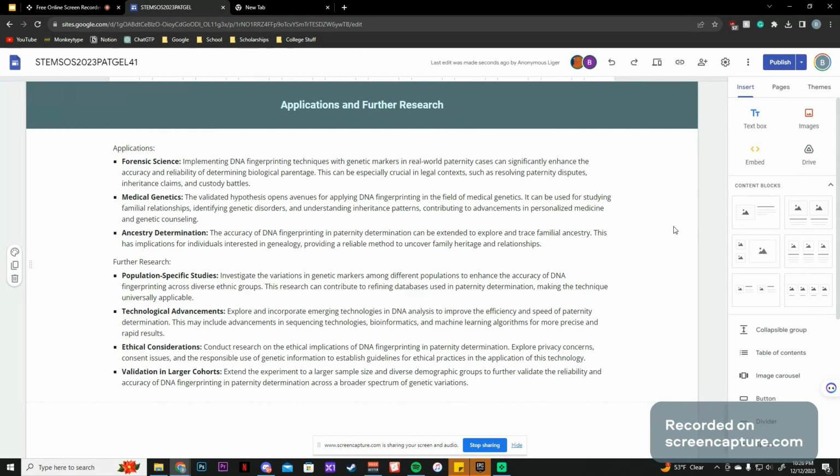So here we have some applications and further research. So basically, this could be used for forensic science, medical genetics, and ancestry determination. And for further research, it could be used for population-specific studies and technological advancements. Some ethical considerations could be privacy, consent, and the responsible use of genetic information. And it could also be used for validation in larger cohorts, to extend the experiment to a larger sample size and diverse demographic groups to further validate the reliability and accuracy of DNA fingerprinting in paternity determination across a broader spectrum of genetic variation.